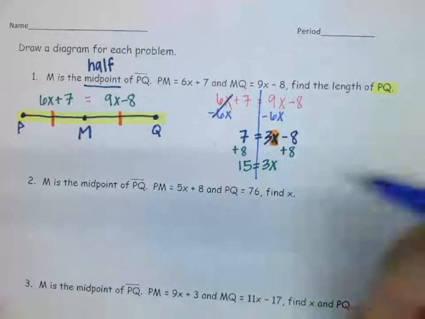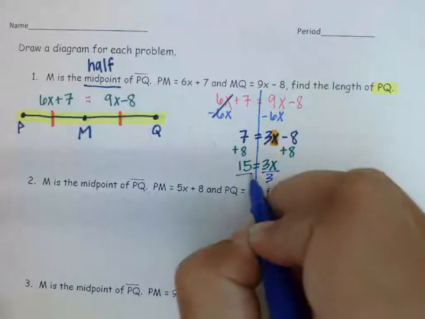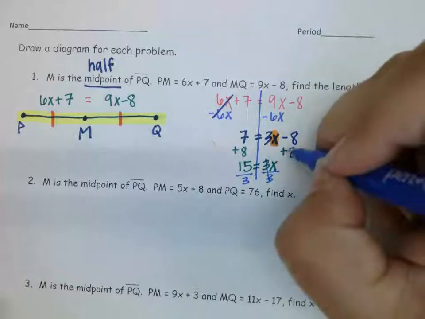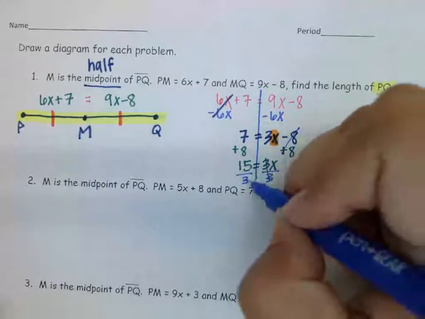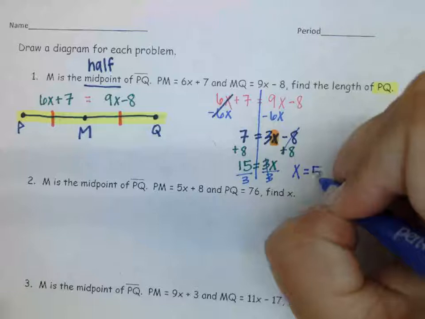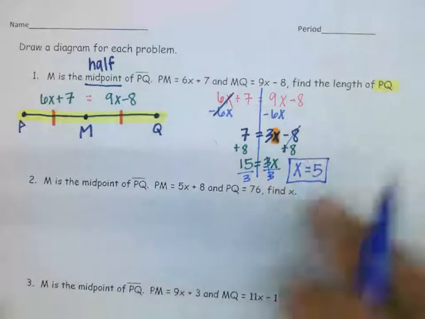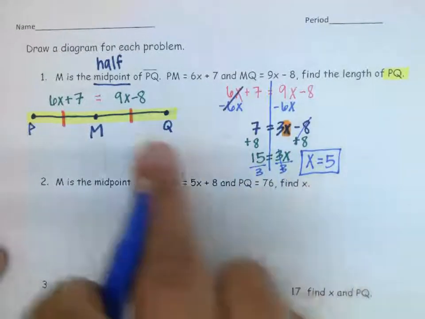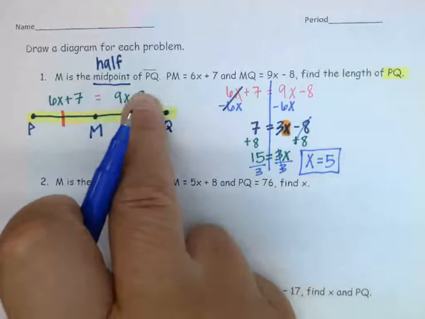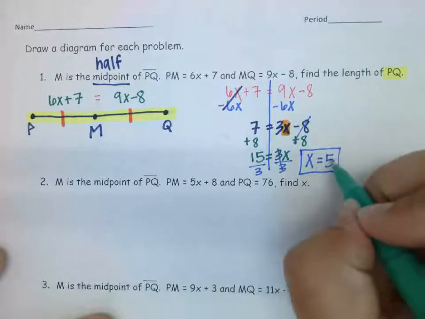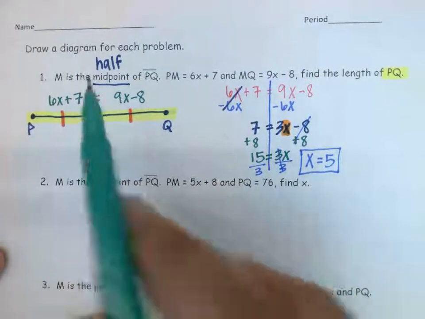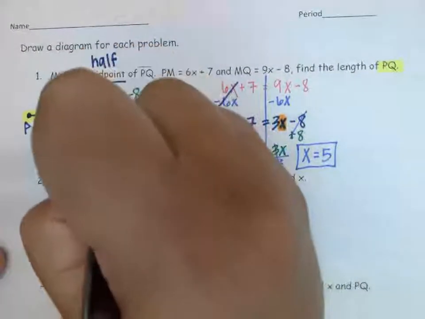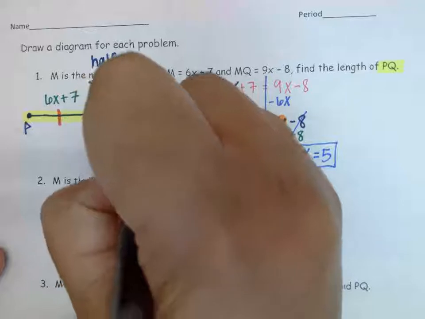Last and final step is to divide by 3. Because this is multiplication, to get rid of it, you're going to divide. What is 15 divided by 3? 5. X equals 5. Well, if x equals 5, that's not the length of PQ. We know that this one is 9x minus 8. So we know what x is. It's 5. So to find out what that actual length is, we're going to take the value of 5 and plug it in. So 9 times 5 minus 8.